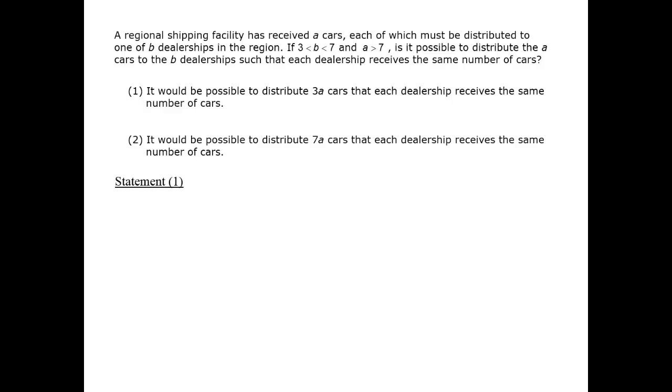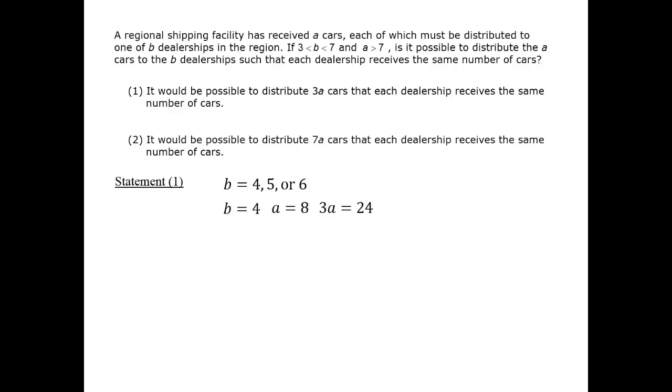Statement 1 tells us that we could distribute 3A cars evenly. This is ripe for analysis by cases because there are only a few possible numbers of dealerships. The number of dealerships is B, which is 4, 5, or 6. We can start with B equals 4 and say A equals 8. In that case, 3A is 24. These numbers all fit the conditions in the question and in statement 1, so it's a legal case. Namely, we can distribute 24 cars evenly to 4 dealerships.